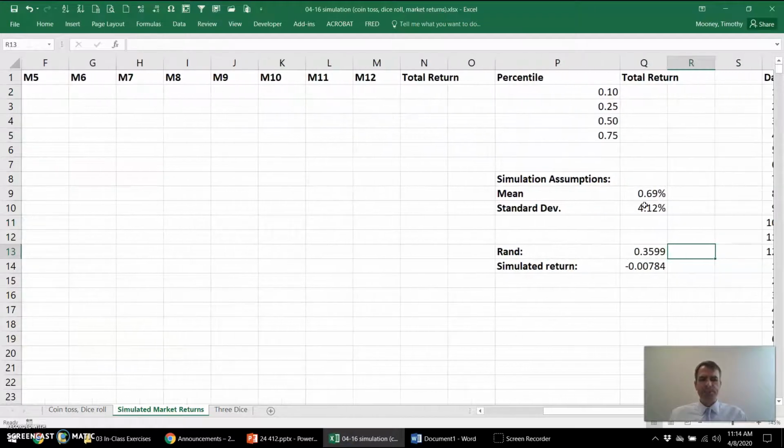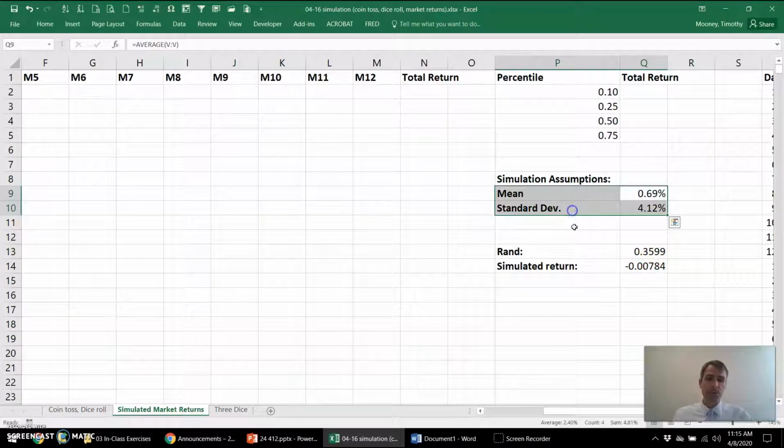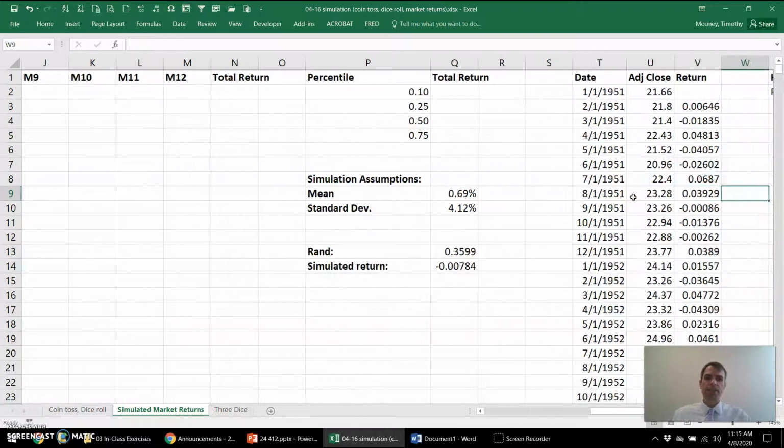So recall in the previous video, we simulated something between 0 and 1 using the RAND function, right? The RAND function gives us a uniform distribution between 0 and 1. That corresponds to like a percentile. In other words, if we treat 0.3599 as like a randomly simulated percentile of a normal distribution, like the 36th percentile, what's the 36th percentile of a normal distribution with a mean of 0.69% per month, which is the historical monthly average return for the S&P 500, and a standard deviation of 4.12%? Well, that corresponds to a return of negative 0.784%.